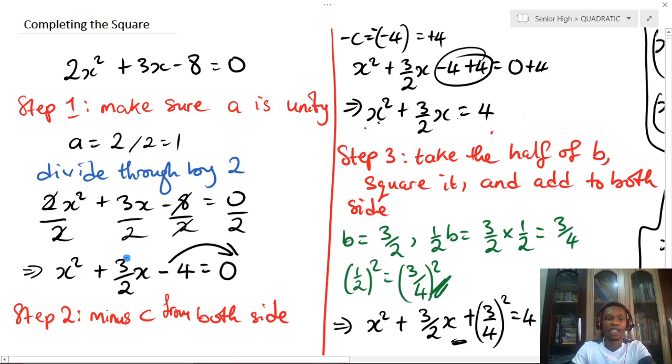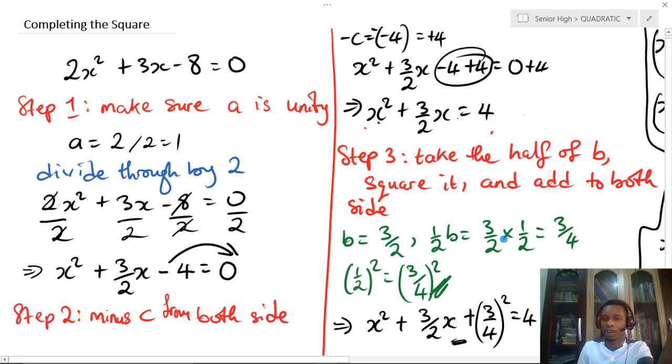Do it everywhere. So next part, we minus the c value from both sides. Our c value finally became minus 4, so we minus it from both sides, and we got x squared plus 3 over 2x is equal to 4. Then what's the next step? We take the half of b, square it, and add to both sides. So what's the half of b? Our b is 3 over 2.